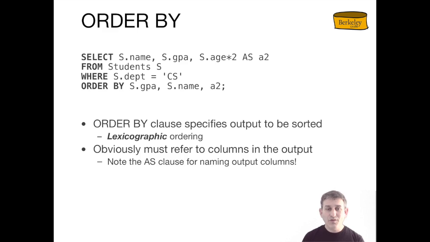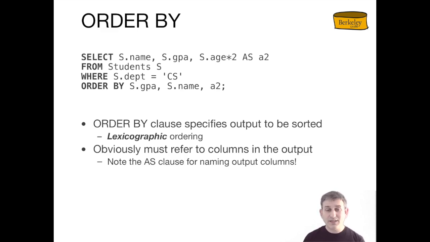Okay? The order by clause is going to specify that the output should be sorted, and the sort order is lexicographic. What that means is that we're going to order it by GPA. If there's a tie on GPA, we will break the tie ordering those tuples by name. And if there's a tie on GPA and name, we will break the tie ordering those tuples by A2. That's what's called lexicographic ordering. The first field in the order by is the sort order, and for ties on the sort order, we revert to the second field, and so on.